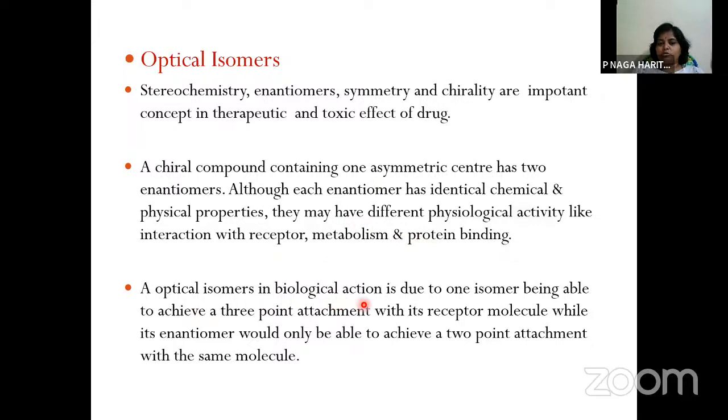The difference in biological action between optical isomers is due to one isomer being able to achieve a three-point attachment with the receptor molecule, while its enantiomer would be able to have only a two-point attachment with the same molecule. In this way, stereochemistry affects the biological action of the drug. When it is in one form, it will be able to bind to the protein only to some extent, whereas when it is converted to the other form, there is a total change in the binding of the drug to the protein.